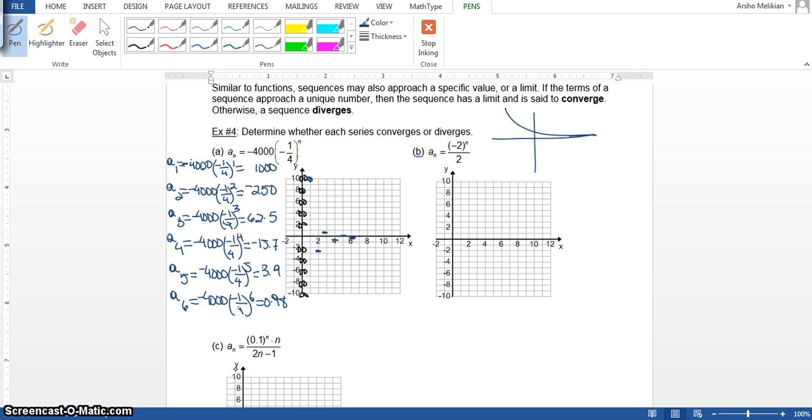So as you can see, what's happening as the terms progress? They're converging. The numbers are approaching a value of 0. Okay? That means this sequence converges.